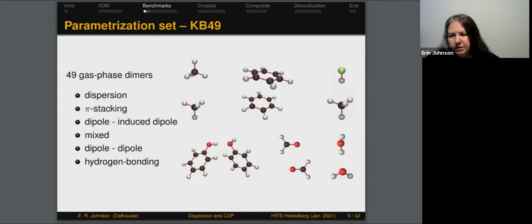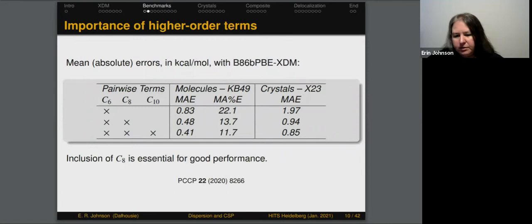To illustrate the importance of higher order dispersion terms, we can consider how the errors for our Kannemann-Becke fit set, as well as a benchmark set, the X23 set of lattice energies of molecular crystals, depend on the order of dispersion terms included in our series expansion. So simplistic dispersion models, particularly those used in force fields, only include a C6 dispersion term. And if you add a C6 dispersion term, you do obtain not too bad performance on the KB49 and the X23 with errors of 1 to 2 kilocalories per mole.